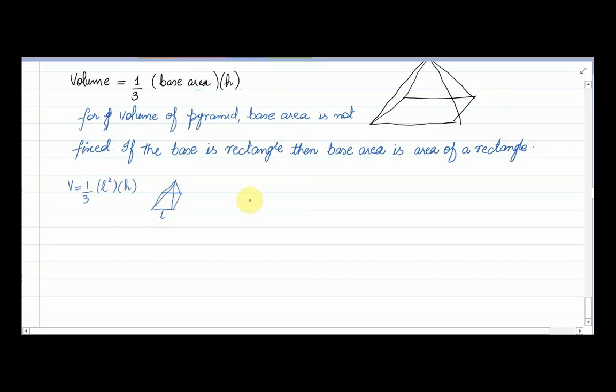If we have a rectangular base pyramid, with sides L and B, now the volume will be 1/3 L into B times height, and the height is always at 90 degrees, right? So the area of the base is not fixed, it depends on the question. So that is all about the volume of a pyramid.